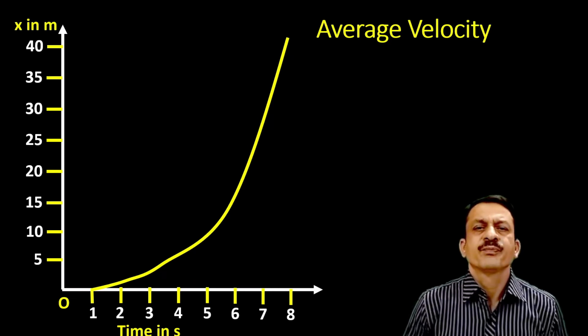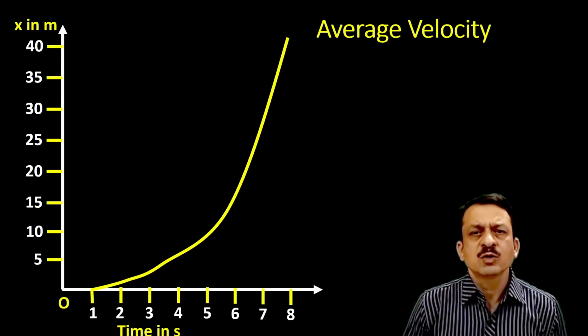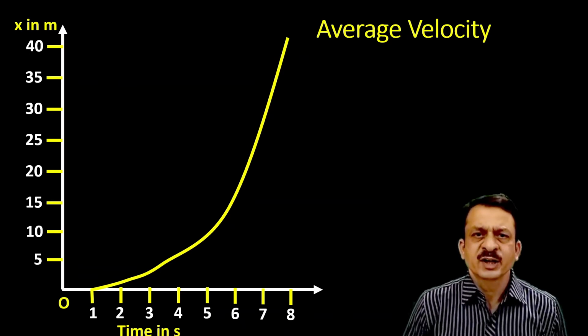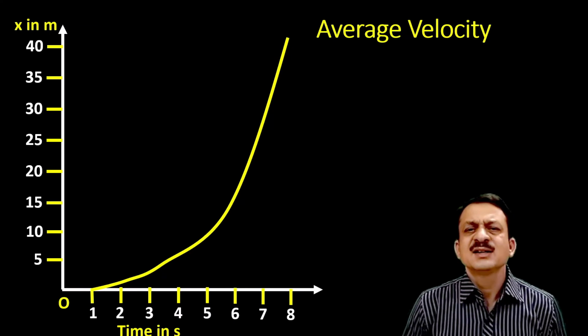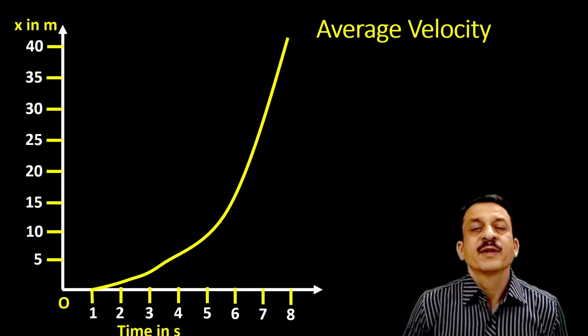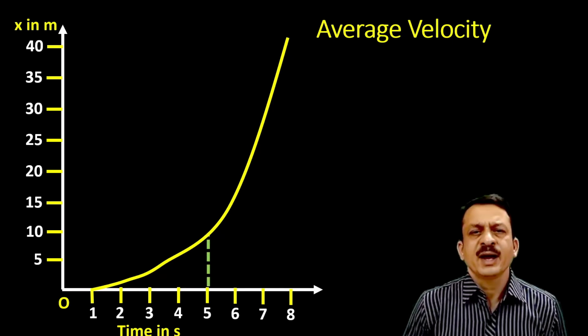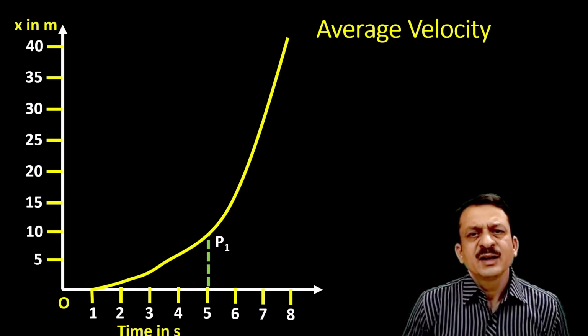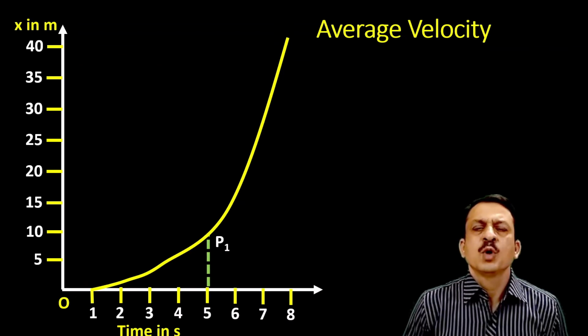To find that out, we have to locate what is the position of that object at 5 seconds and 7 seconds. How do we find this? Let us draw a vertical line upwards from 5 seconds. Now look at that one. We are drawing a dotted line from the 5 seconds upwards. It is going to meet the xt curve at some point. Let me call it the initial point P1.